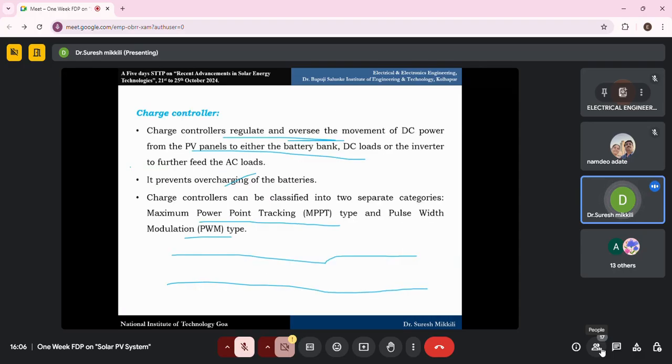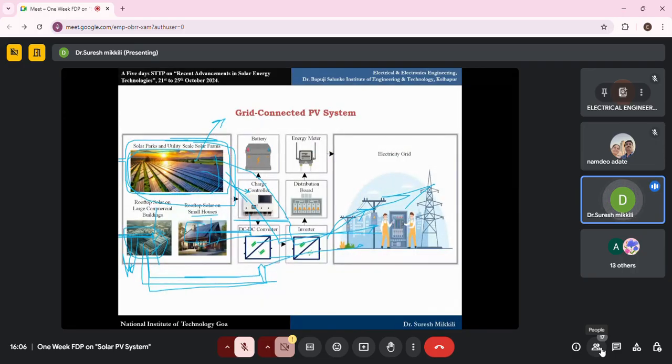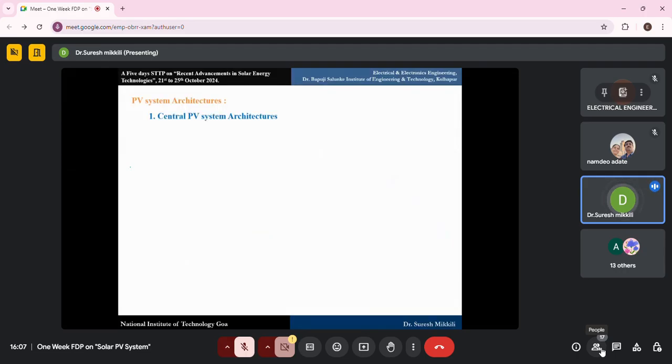Now after that, we have discussed standalone PV systems. Standalone means only utilized for that particular house or that particular building. Grid connected system means we are generating excess power which is connected to the online grid. That's why it is called on grid. The previous one was off grid. Hybrid is also an on grid system only. Now these systems can have different architectures: central PV system architecture, string PV architecture, and multi-string PV architecture.